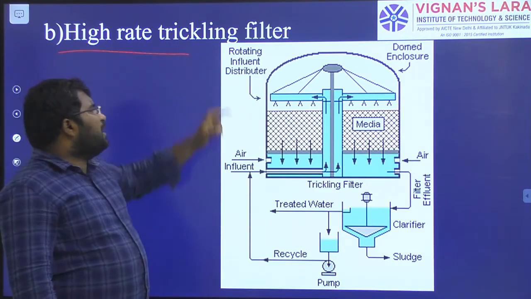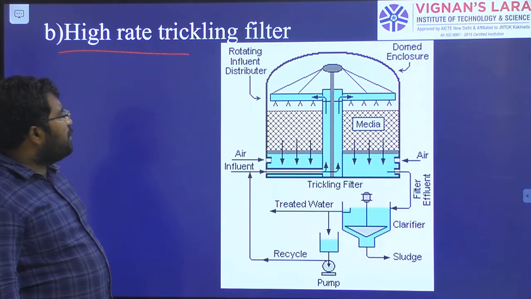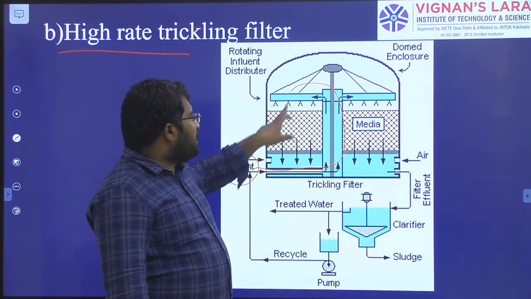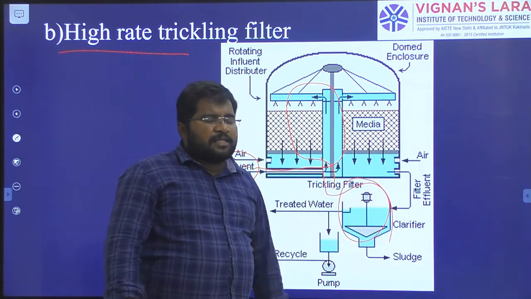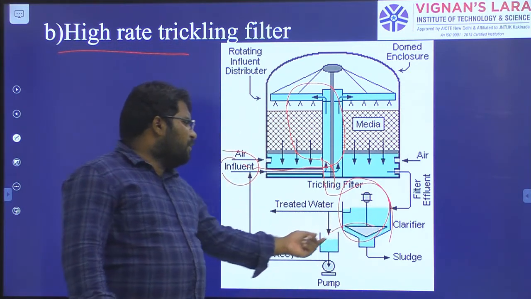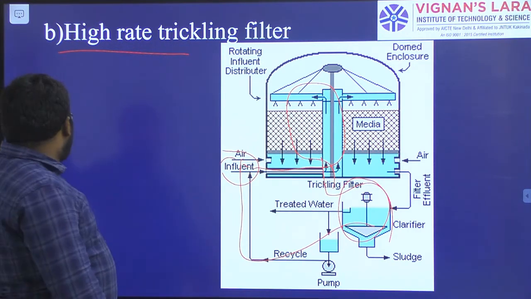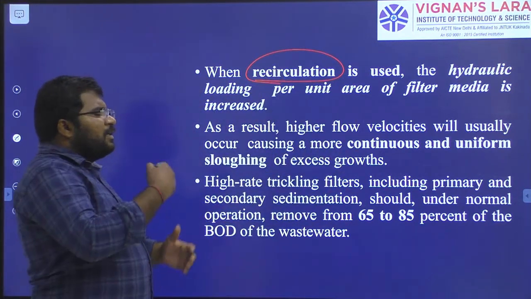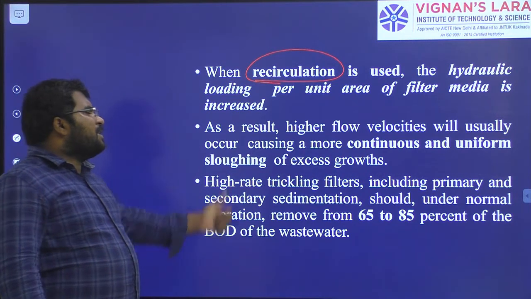Now coming to the high rate trickling filter, right? Here we have so much water to be treated. The influent coming to the trickling filter will be treated and collected, and the sludge will settle in the secondary settling tank. From there the supernatant liquid will be taken and recycled, so that the removal rate will be higher. Okay, so when recirculation is used, the treated sewage is brought back to the plant for treatment. That's why recirculation is used.